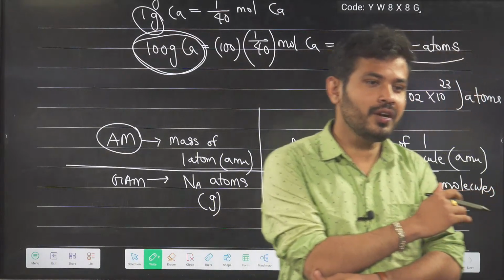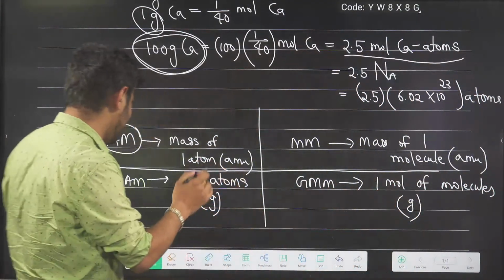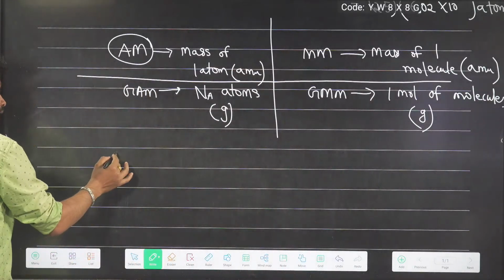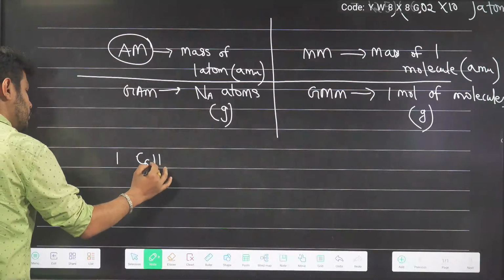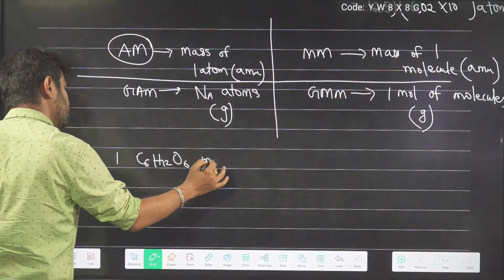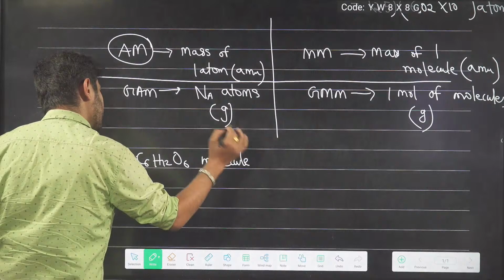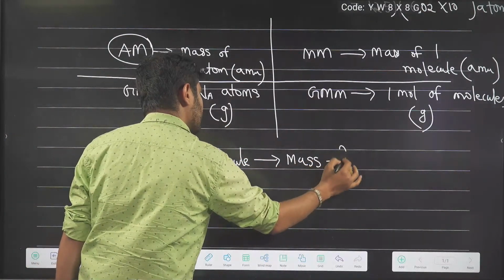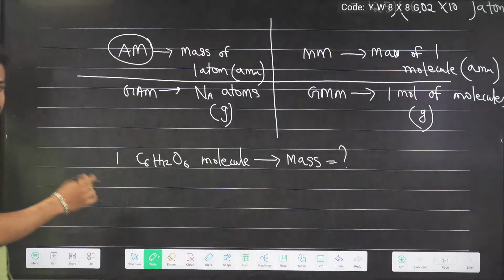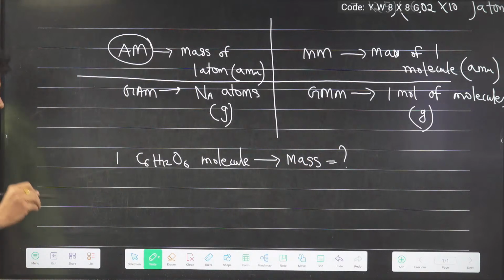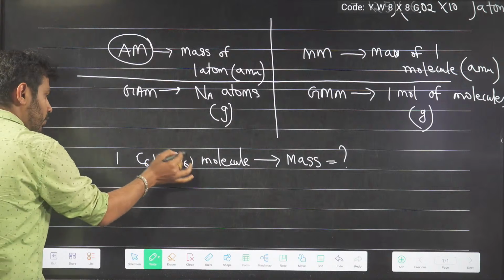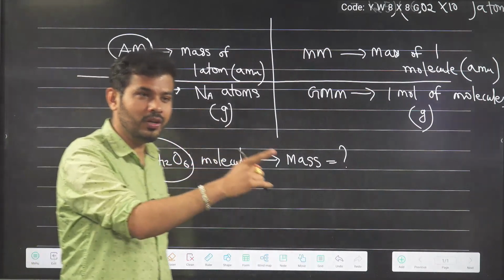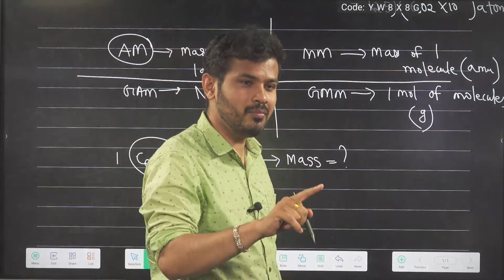Chandusri, 3 into 10 to the power of minus 22 gram. Yes, it is correct. I think almost you have reached. So the last class question was, we have one C6H12O6 glucose molecule with you. What is the mass of this? To this question, we can simply answer. When one single molecule is given, its mass will be molecular mass or gram molecular mass, MM or GMM, tell me.